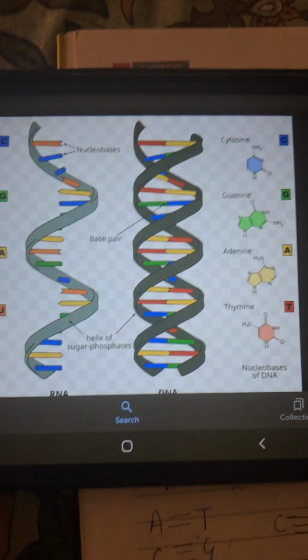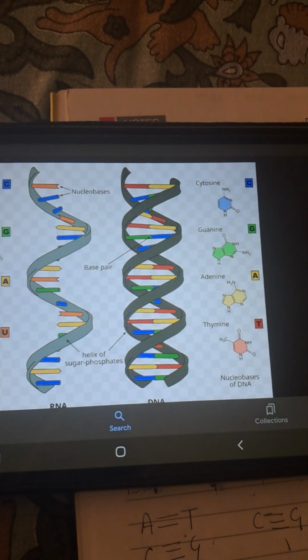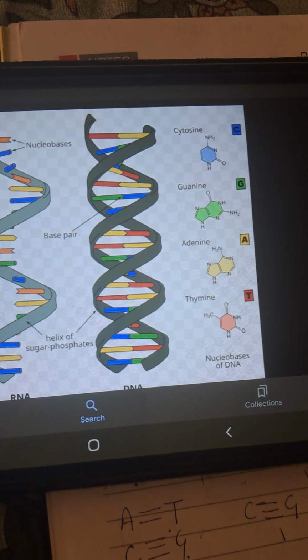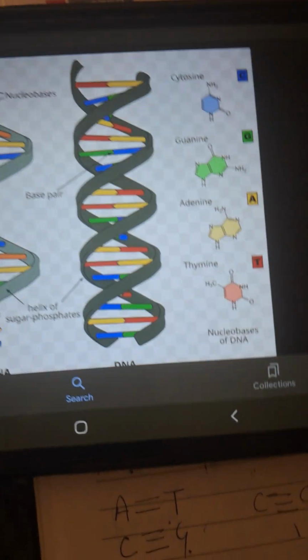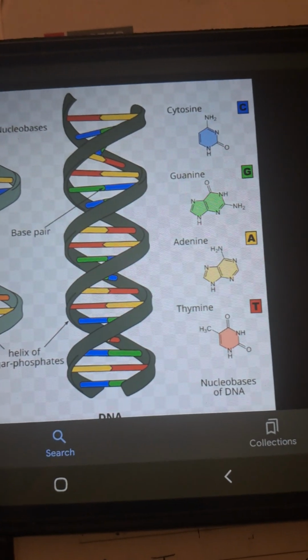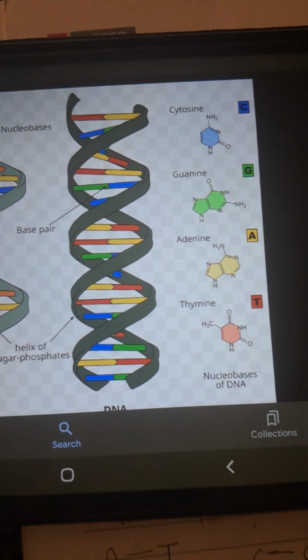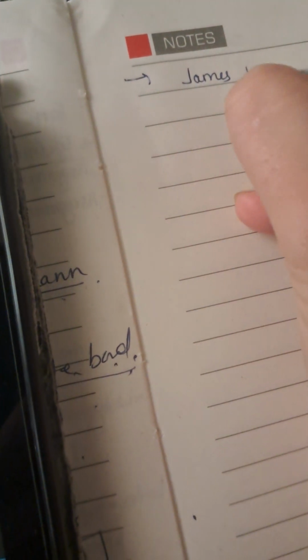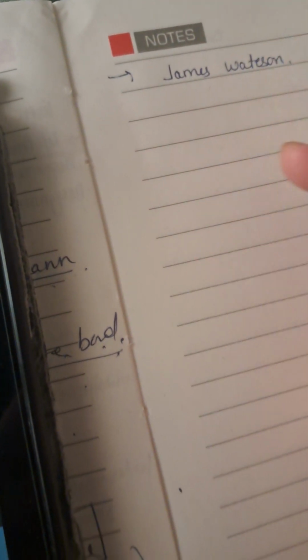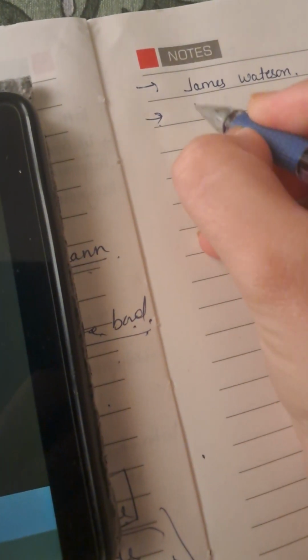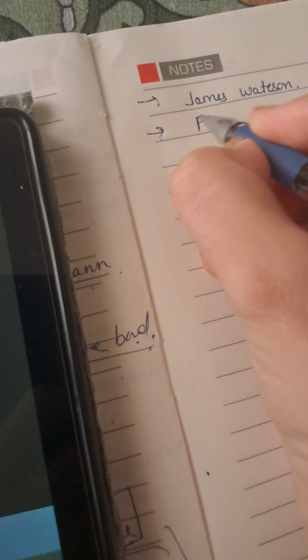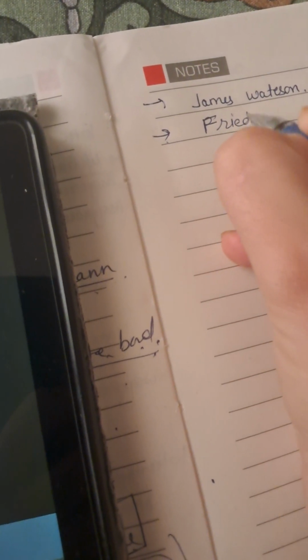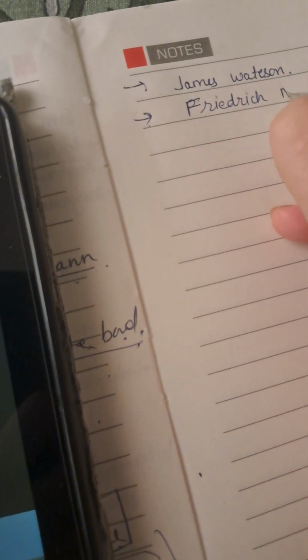The most commonly asked question in the exams is who discovered DNA and who is the father of DNA. If the question is who is the father of DNA, that is James Watson. James Watson is the father of DNA. And who discovered DNA? That is Friedrich Miescher.